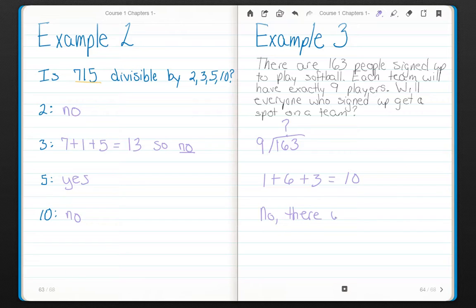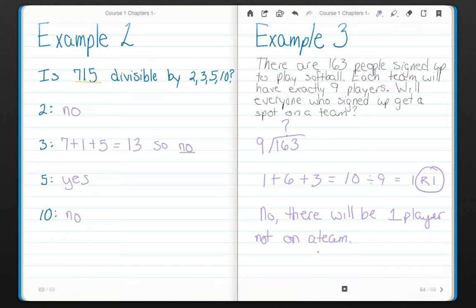There will be one player not on a team. So how do I know there will be one player not on a team? Because this would give me a remainder of 1. If I divided 10 divided by 9, I would get 1 with a remainder of 1. This remainder, that's the one person left off the team.